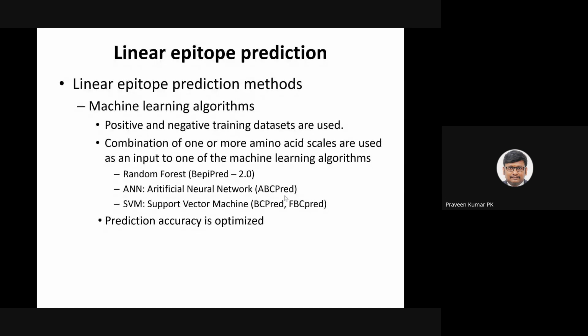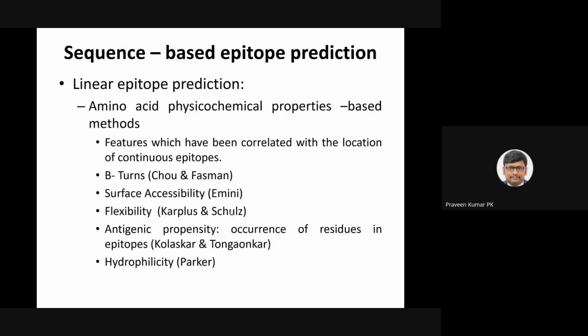But for B cells, IEDB is one of the best websites, where you have plenty of algorithms, nearly 6 methods based on 6 different algorithms. You can use them for prediction. If you see the ABCpred, this is the second tool, which uses an artificial neural network for predicting the linear epitopes. Similarly, BCPreds and FBCPred use a support vector machine technique for predicting the linear epitopes. Prediction accuracy is somewhat optimized nowadays. Each and every year they are trying to improve the algorithm.